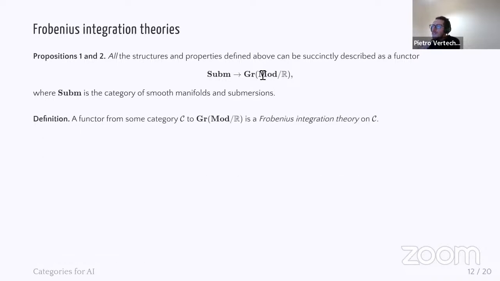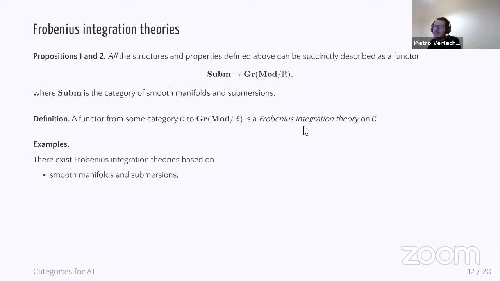So now that we have established what this category is, we can basically just focus on the right-hand side and forget about smooth manifolds and submersions, which are an important example, but all the relevant structure has been subsumed here. So we can say, and this will be our definition, that a functor from some arbitrary category C to Gr of Mod over R is a Frobenius integration theory on C. And we'll be interested in working with any category C that admits a Frobenius integration theory.